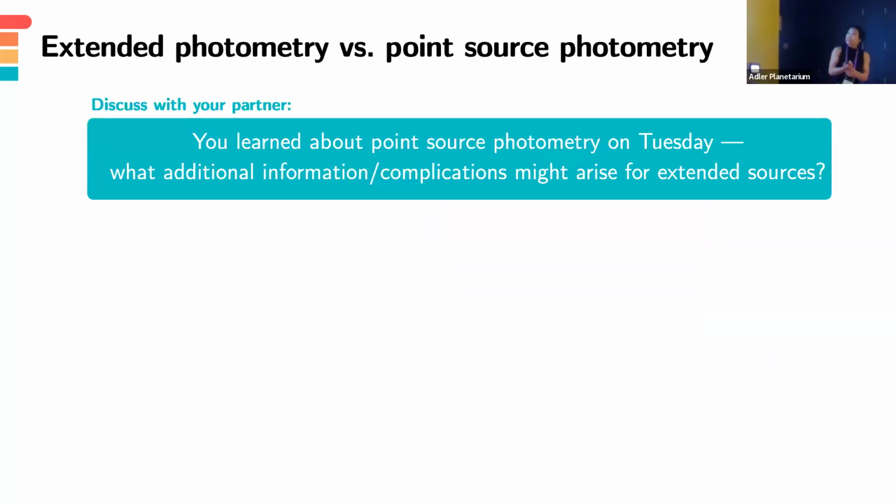Okay, so extended source photometry versus point source photometry. You learned about point source photometry on Tuesday. What additional information or complications might arise for extended sources? And let's try just taking hands instead of discussing first. Does anybody have anything that they think would be an additional information or additional complication for extended sources?